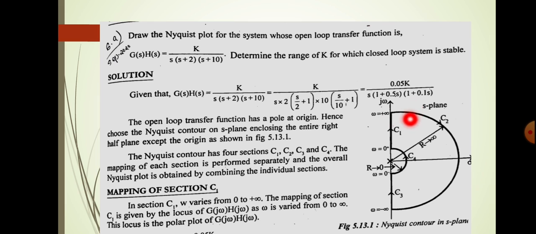So this Nyquist contour has different parts, and we can mark it starting from this point. C1 is one section, C2 is another section, C3 is another section, C4 is another section. You should mark the arrow mark like this, such that it forms a closed contour. So this is the Nyquist contour, and you can see there are different parts, and suppose this is a semicircle which has 0 radius. We are assuming that it has a 0 radius.